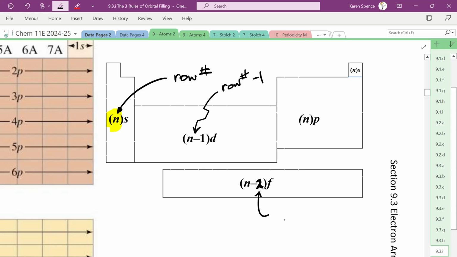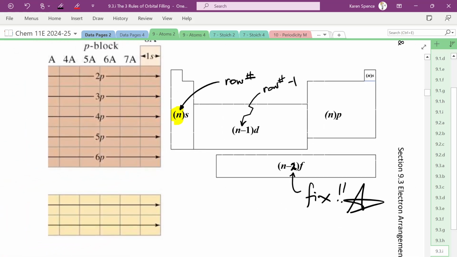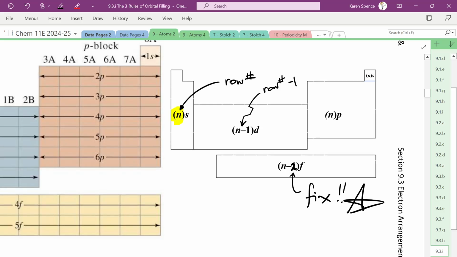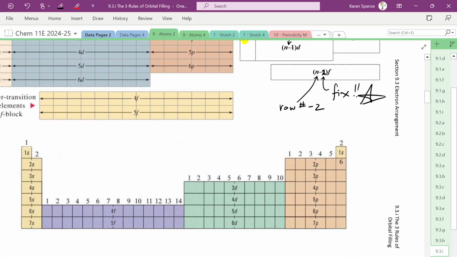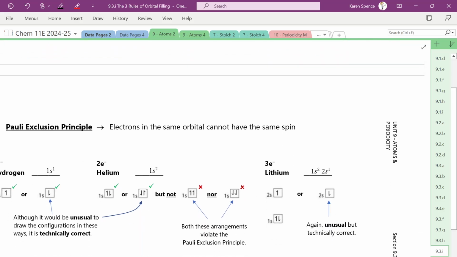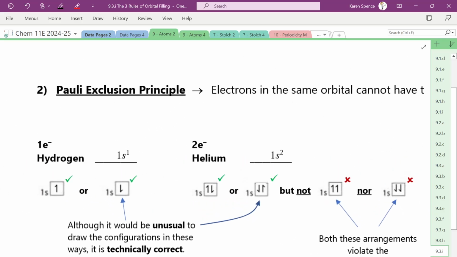This is on page 109. Fix. Hopefully all of this is starting to seem very familiar. So it's the row number -2. By the way, were there any questions from yesterday's homework or the day before or anything like that? Nope. Okay. And then this one is just the long form, which shows you where the F fits in. And that was the Aufbau principle.